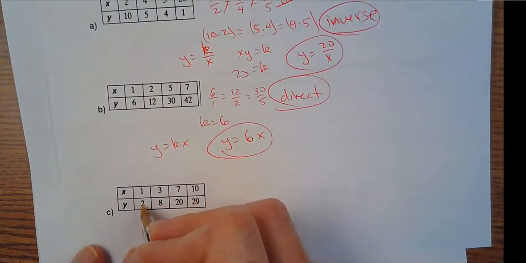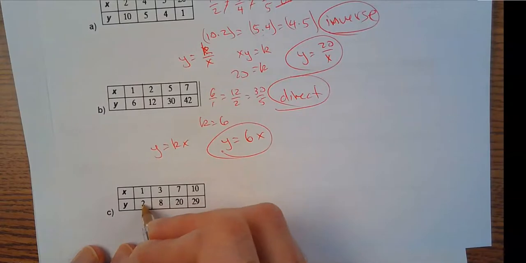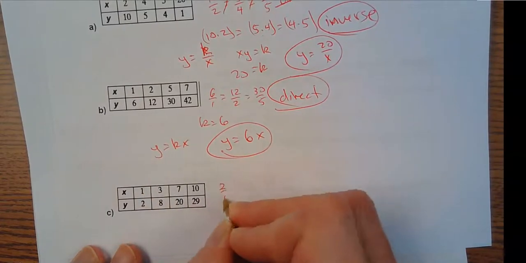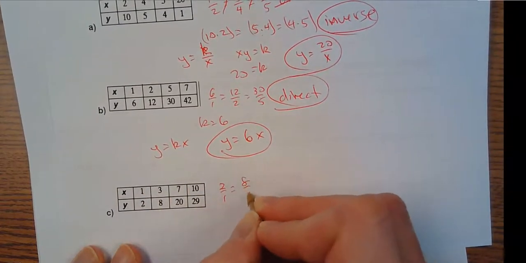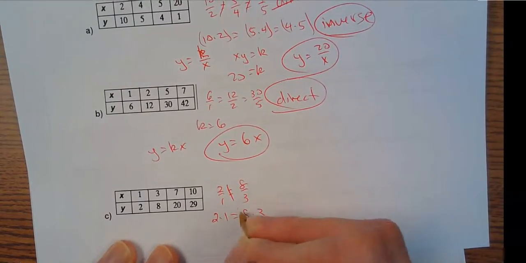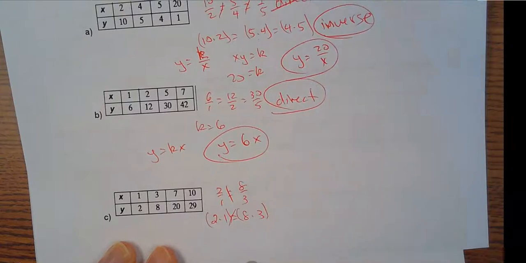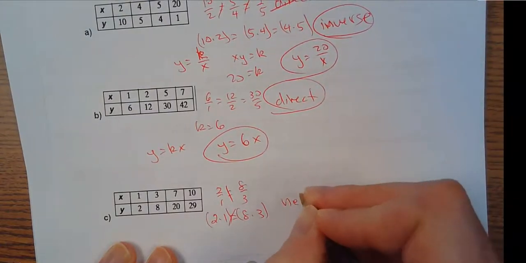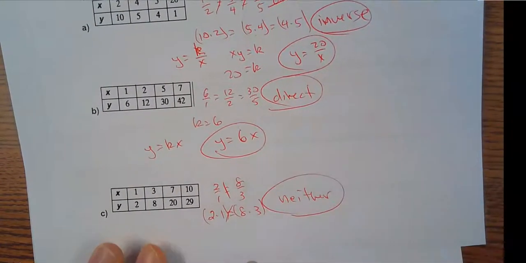Now for this guy, are the quotients the same? Is 2 divided by 1 the same as 8 divided by 3? Nope. How about is 2 times 1 the same as 8 times 3? Nope. So it's not direct, it's not inverse, it's neither. So that's just a quick review from yesterday.